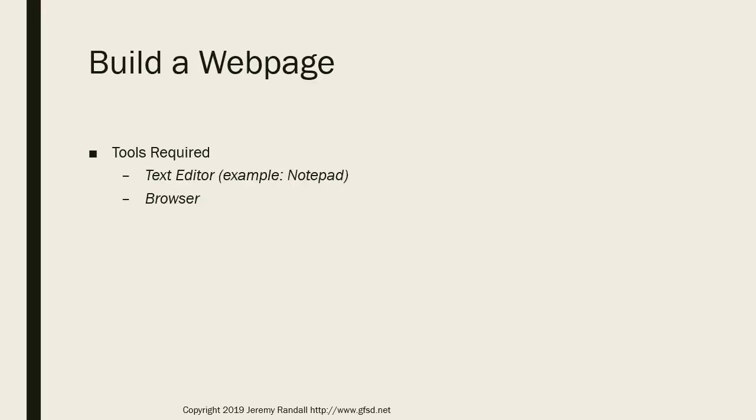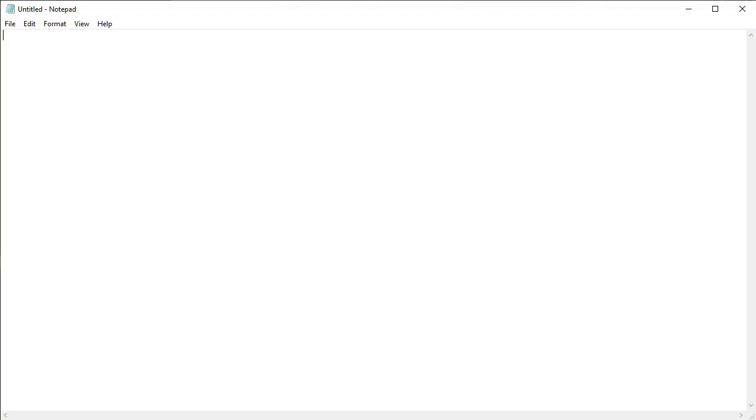Let's build the web page. To get started, all we need are a simple text editor and a browser to test it. In this example, I'm going to be using Notepad to write our HTML document. The first line that we're going to write is the doctype tag. This tells the browser anything coming in is an HTML document.